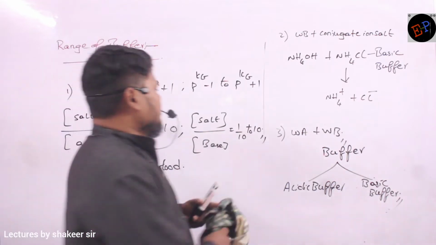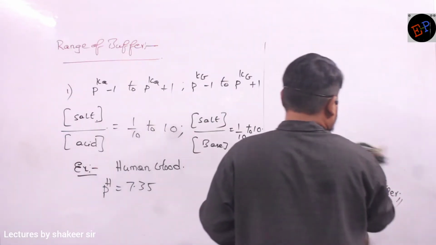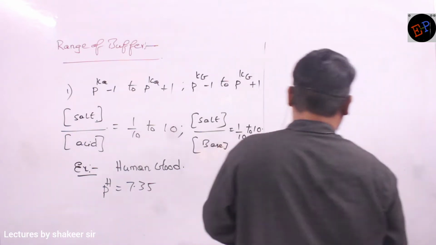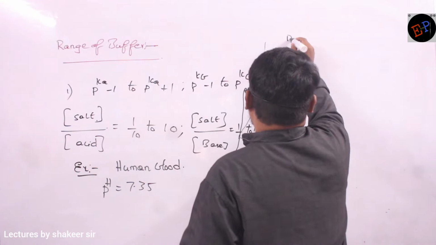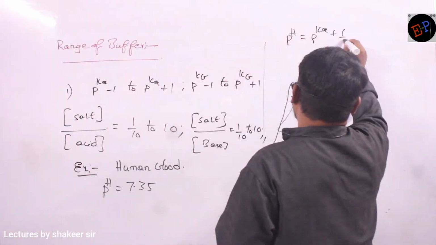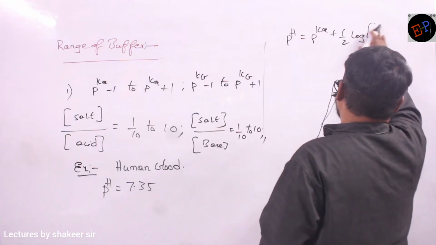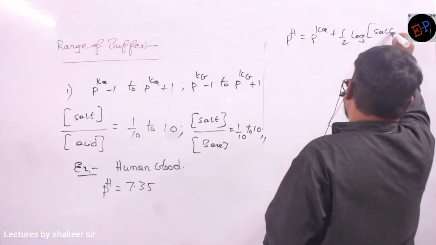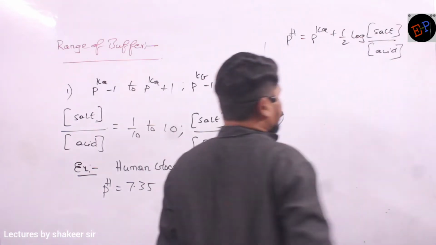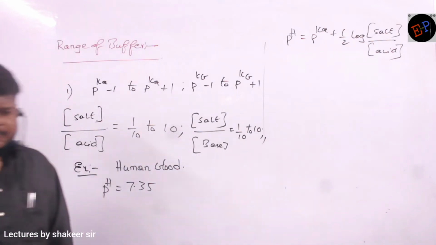Okay. So then what is the method of finding the pH of this buffer? The pH of a buffer can be written as pKa plus half log concentration of salt divided by concentration of acid. So this is the formula for finding the pH of this buffer. Are you able to understand?